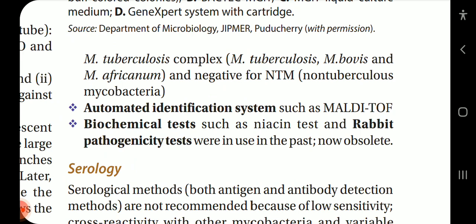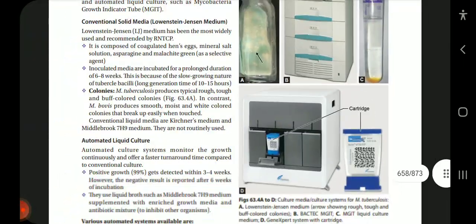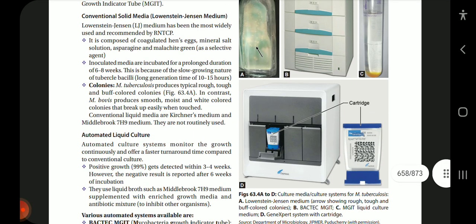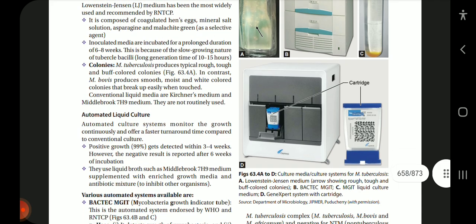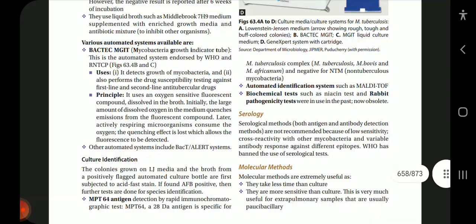Automated identification systems such as MALDI-TOF can be used. Biochemical tests such as niacin test and rabbit pathogenicity test were used in the past, now they are obsolete. In these figures, we can see the culture media system for M. tuberculosis. A is the Lowenstein Jensen medium, B is BACTEC MGIT, C is MGIT liquid culture medium, and D is GeneXpert system with cartridge.